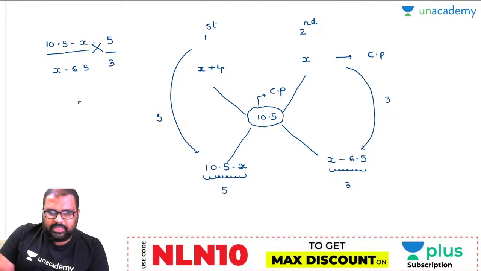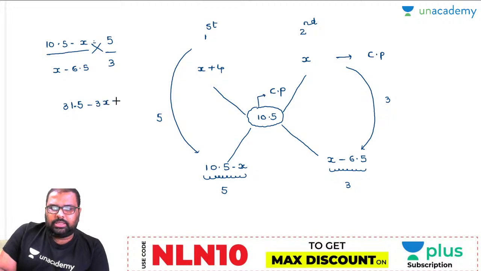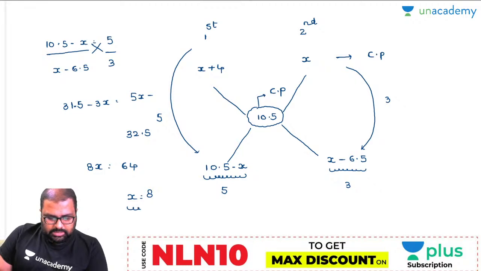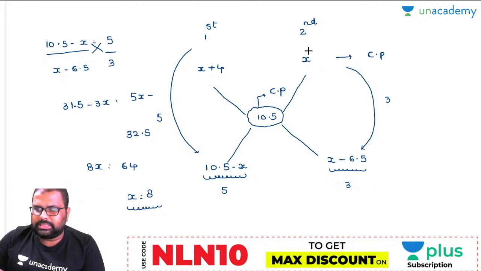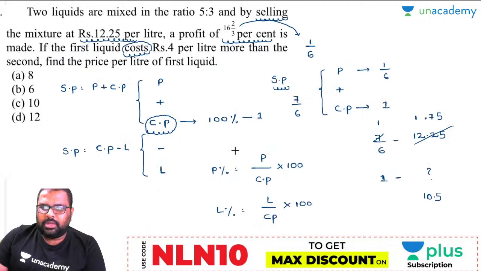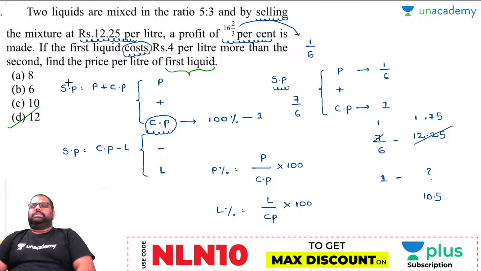3 into 10.5 is 31.5, minus 3x is equal to 5x minus 5 6s are 30, 5 5s are 25, 32.5. So upon crisscrossing this, you will get 8x is equal to 64. Yes? And your x value is how much? 8. Suraj has given me the answer as C, but it is not answer C. So your x value is 8. Now your x plus 4 value will be 12. Now what is asked in the question? What is the price of the first liquid? X plus 4, and your option number D. This is your answer.